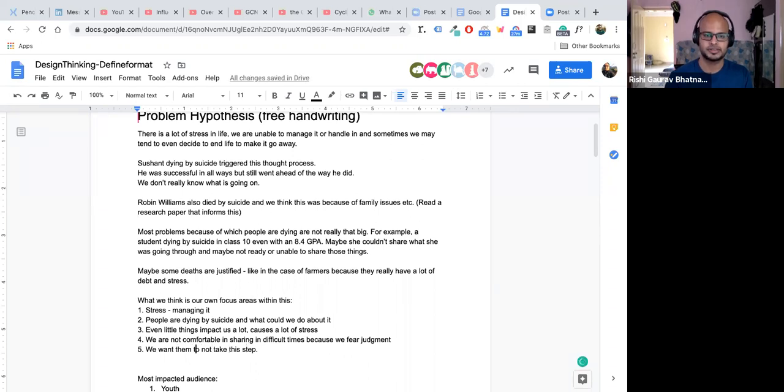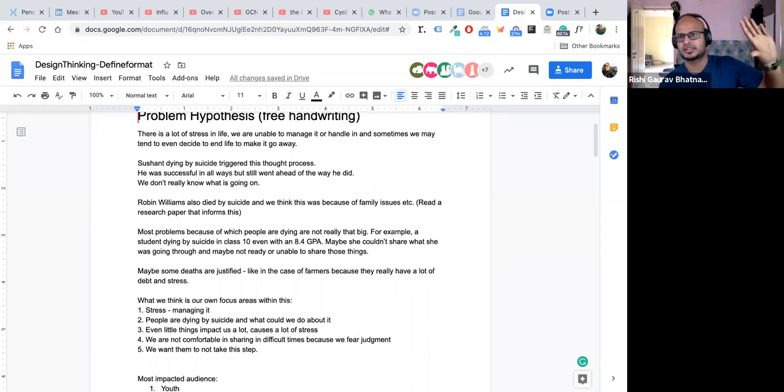This is going to be our focus area. Because like I said, when you go a little bit deeper into this, when we are free flowing, we start with an observation that a lot of people are dying by suicide. But when we go deeper, our own biases come into play as a team, as a society, as a collective unconscious, as a collective conscious.